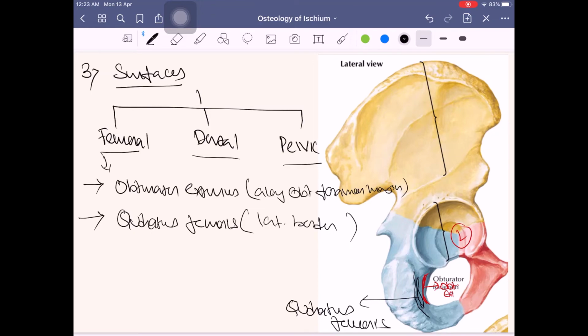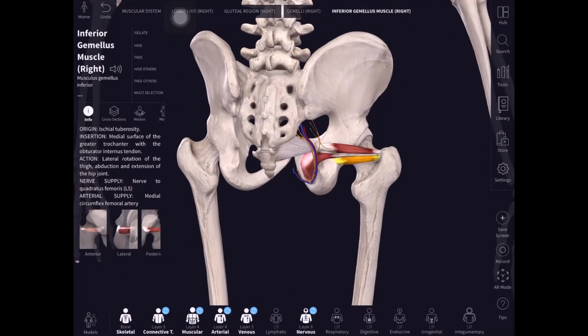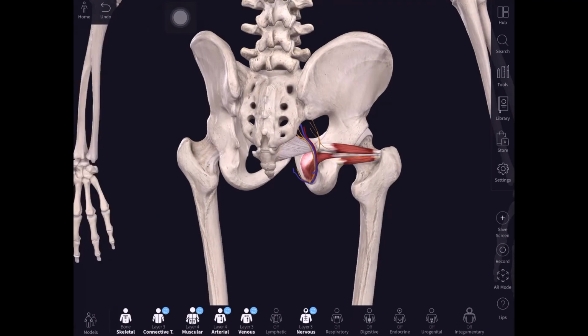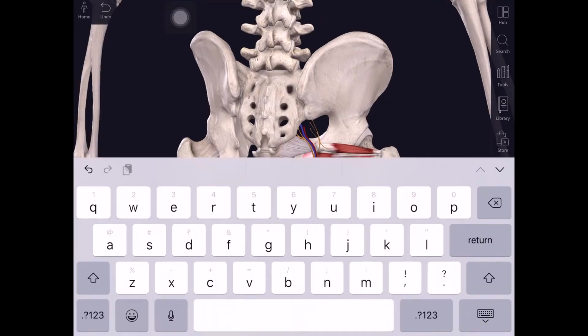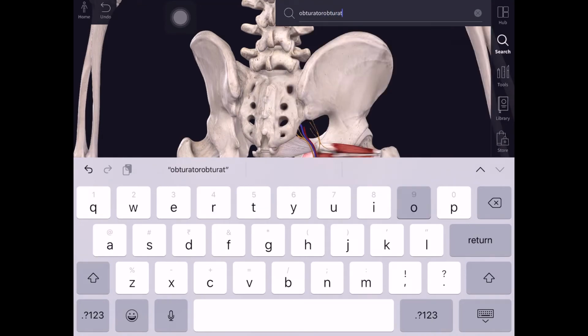So we will see these two muscles on the femoral surface, and again we'll come back now. So let us go to the app again. So yeah, now what muscle we need, I'll just type the muscle obturator. Sorry, obturator was already there.